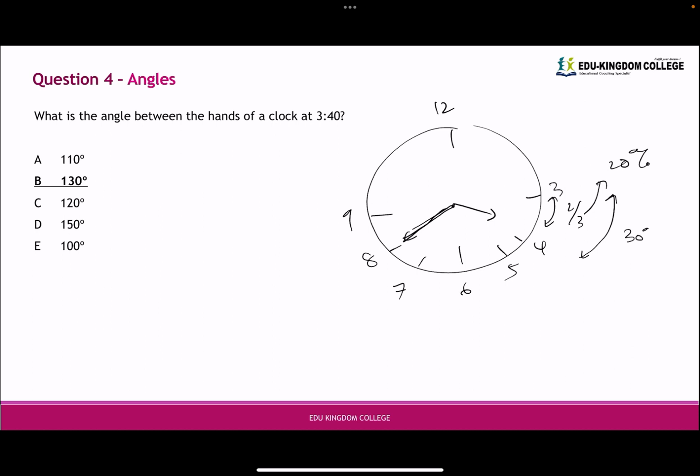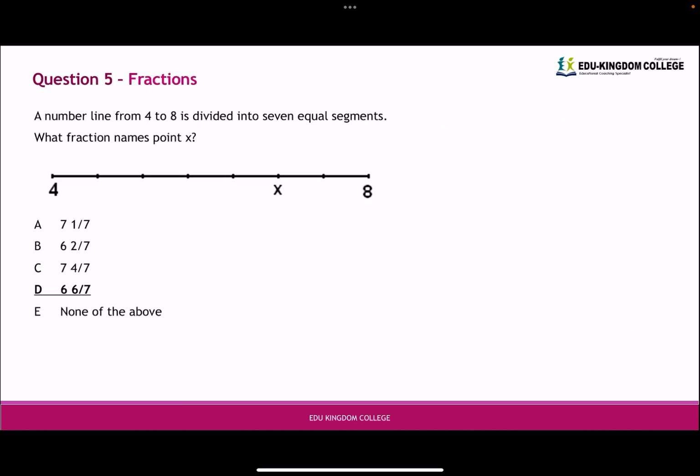Now, if we drew a straight line from 3 to 9, it would be 180 degrees. But we're 20 degrees short on this side, and we're 30 degrees short on this side. So 9 to 8 is 30 degrees, and then 3 to where we're at right now is 20 degrees. So we're 50 degrees short of 180, which means that this angle here should be 130.